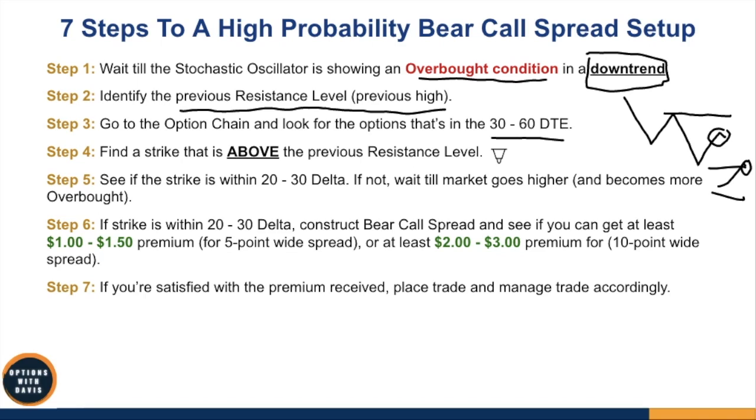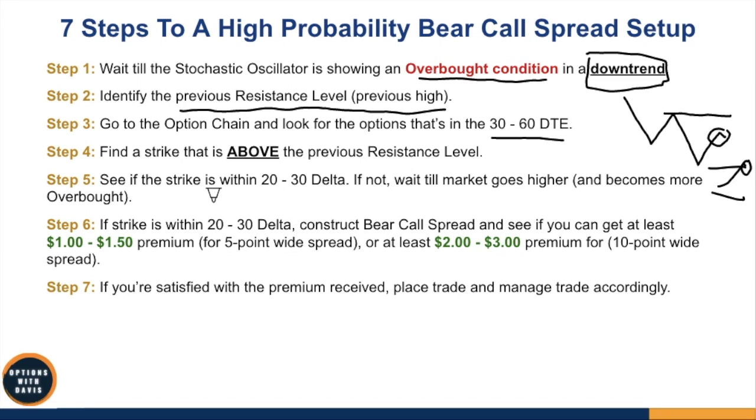Some people like to go for the weekly ones. For me, I feel that the weekly is a bit short because the problem with the weekly options is that you may not be able to get the right delta that is above the resistance level. Because if you're going to have a weekly option, chances are that 30 deltas is going to be much closer to the market, right? If you go for 30 to 60 DTE, you may be able to get a strike that's above this resistance level, which is what we want. So that's step number 4. We want to find a strike that's above the previous resistance level.